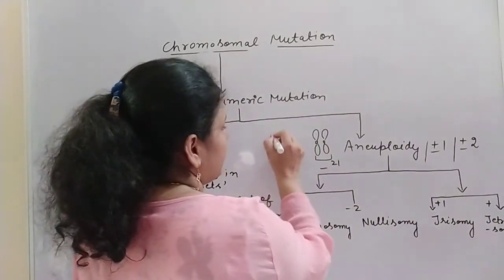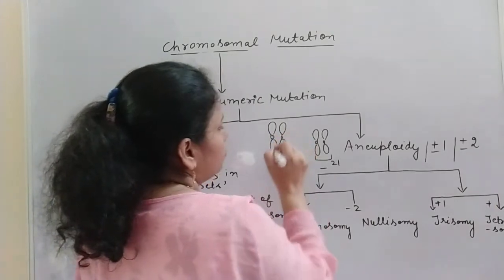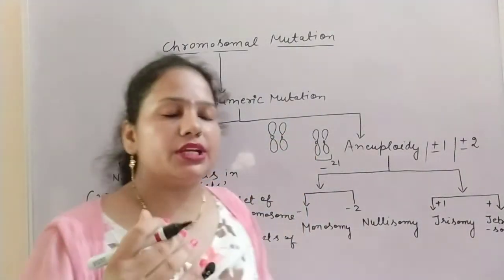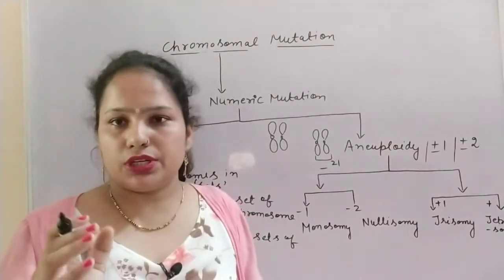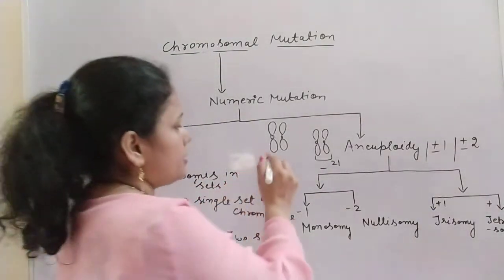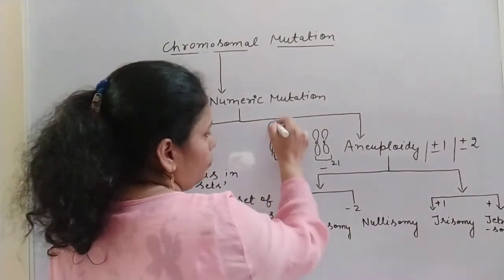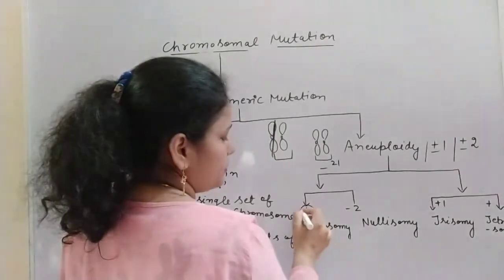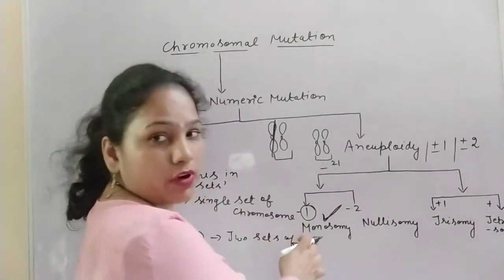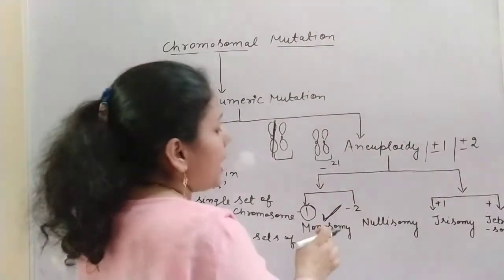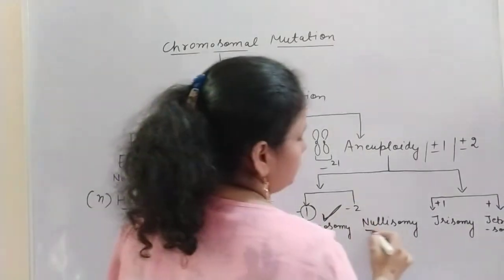Suppose here generally there are the 2 homologous chromosome in each organisms, means there are the sets of the chromosomes in each organisms, and if out of those 2, if 1 is removed, then we can say it is minus 1, and this condition is monosomy. So what is this? Monosomy. And if both are removed, then this condition is nullisomy.